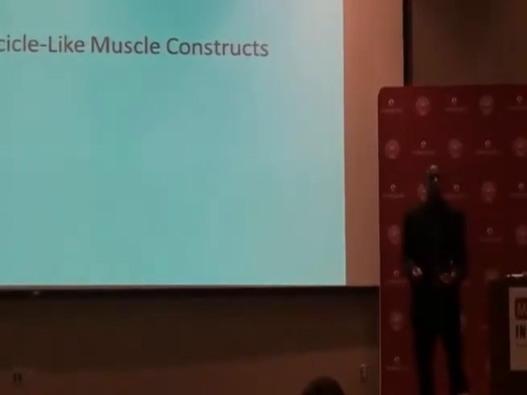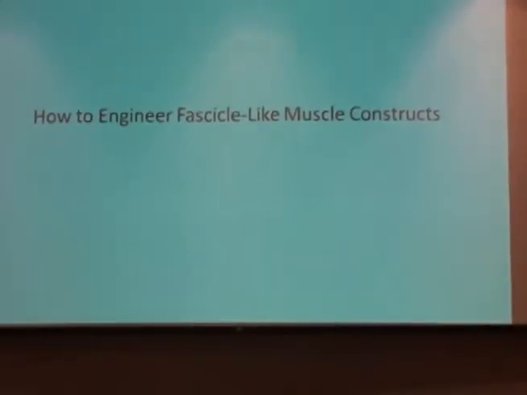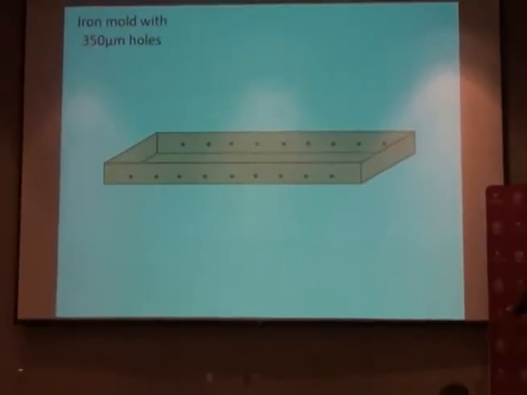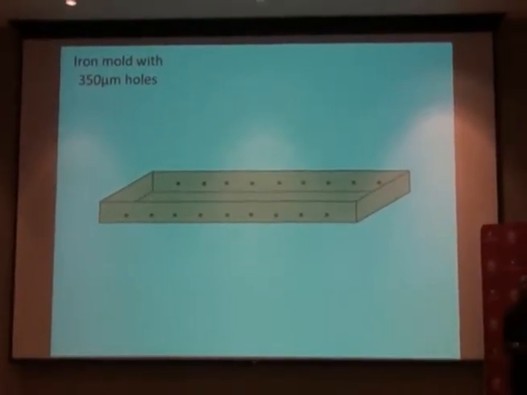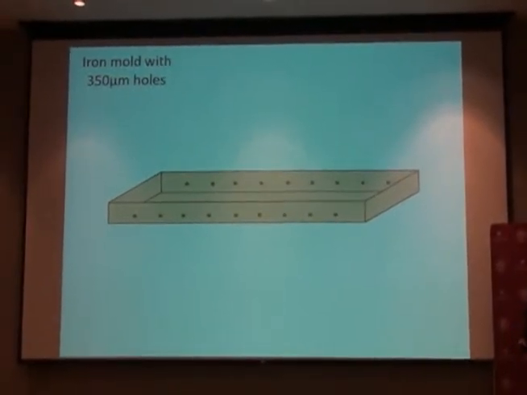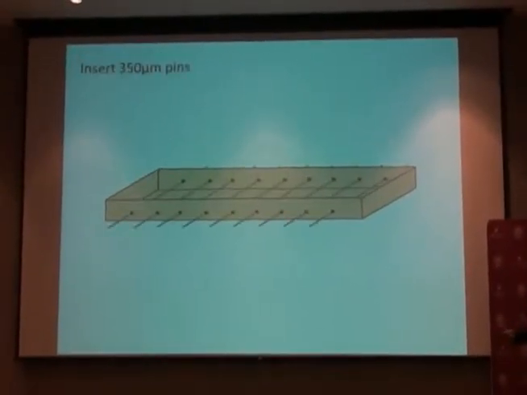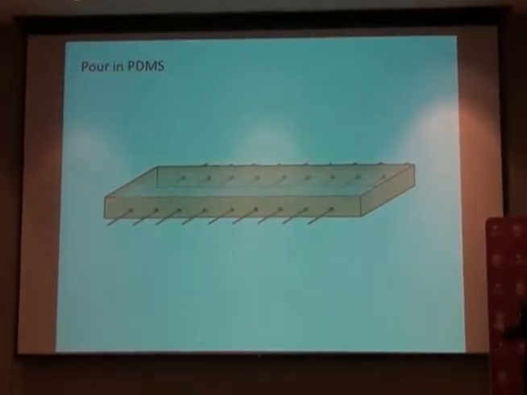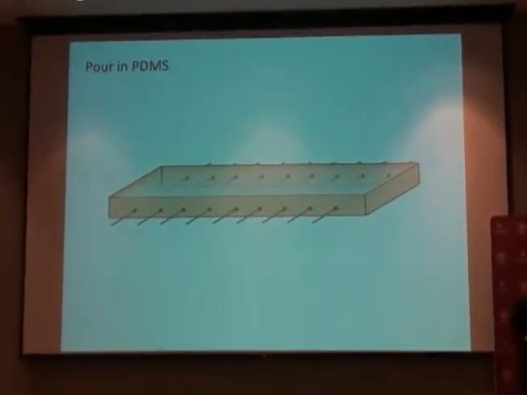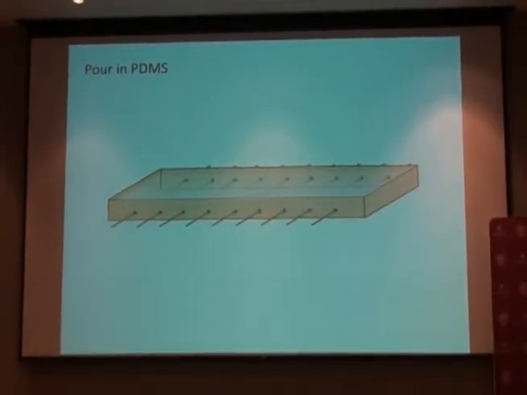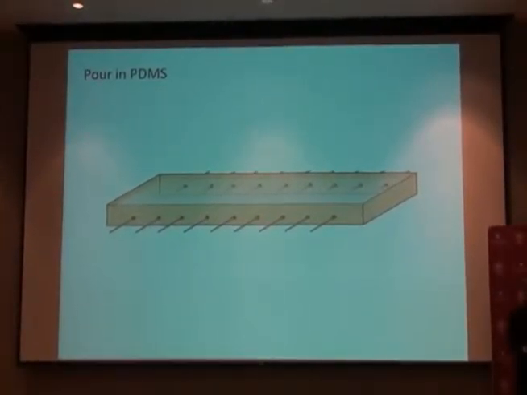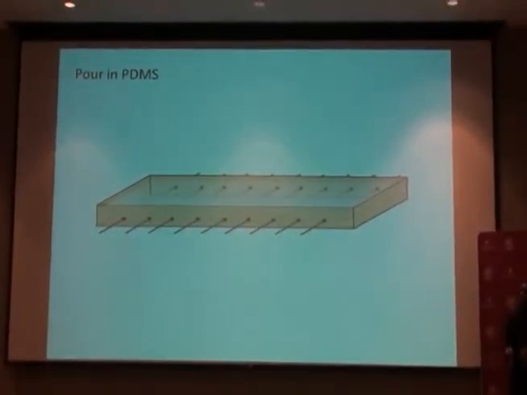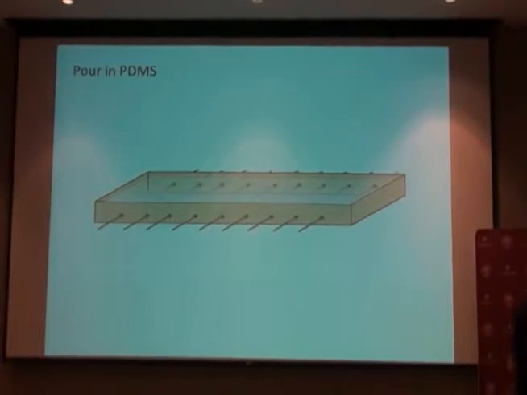Now I'm going to give you a step-by-step method of exactly how we went about engineering these fascicle-like constructs. We started off with an iron mold with 350 micron holes. We inserted 350 micron pins. And we poured in PDMS. PDMS is polydimethylsiloxane. It's a biologically compatible organic polymer. So it starts off as a liquid, and then when you heat it, it polymerizes and hardens. It has a rubber texture.